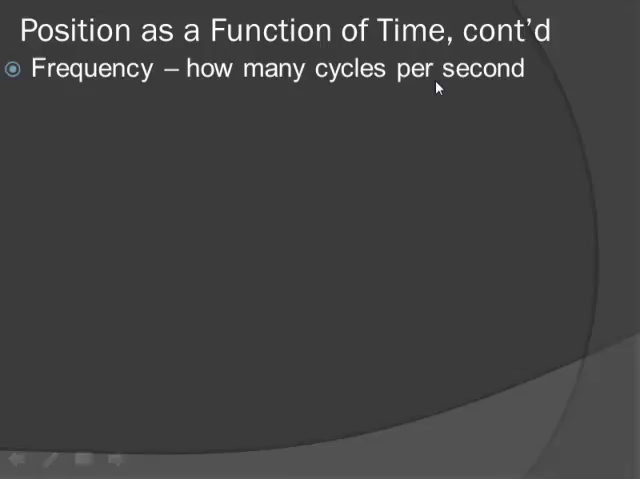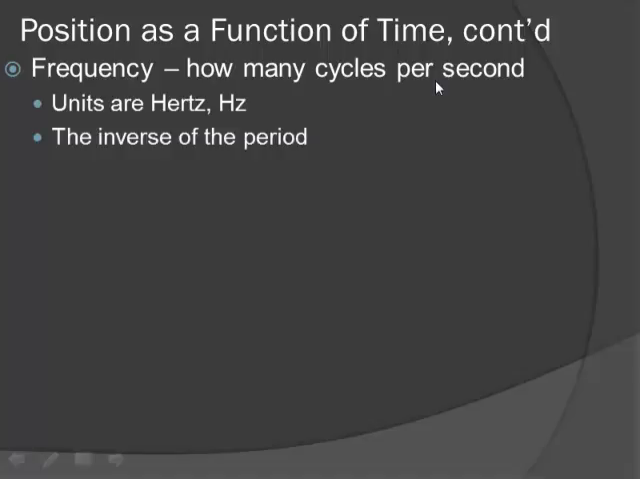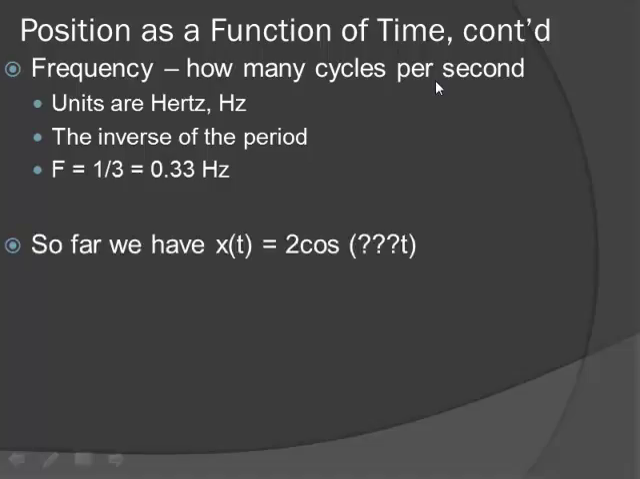We also may need to know the frequency, and that's defined as how many cycles per second. The units are hertz, and it's the inverse of the period. So in this case, the frequency is 0.33 hertz. So far we know that we'll have x(t) equals 2 cosine something t. Again, we know that the 2 is on the outside because that's the amplitude. So what if we just graphed 2 cosine t?